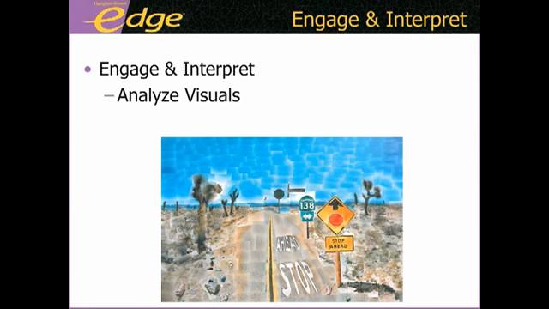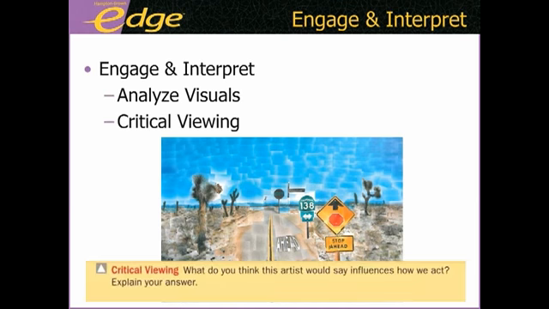To me, the signs obviously influence my actions while I'm driving, but the trash along the side of the road may prompt me to join an Adopt a Highway program. The critical viewing questions ask students to relate the visual to the essential question and explain their answer. Responding to and interpreting visuals is tied to high school standards and is another opportunity to engage students in a discussion.